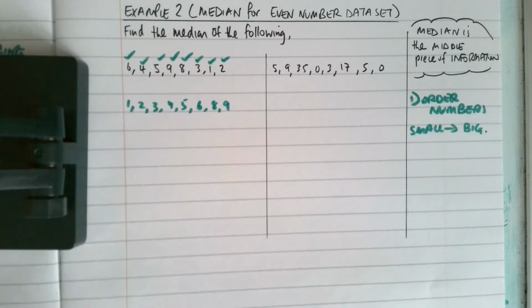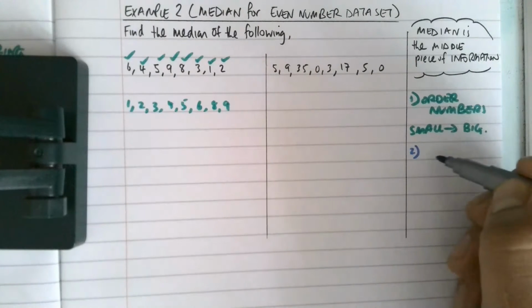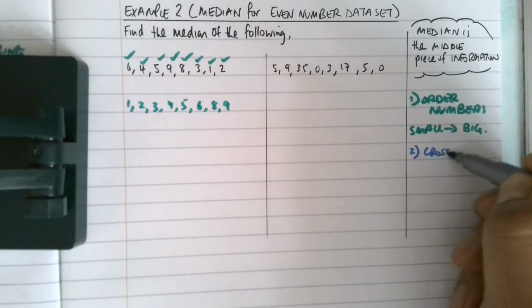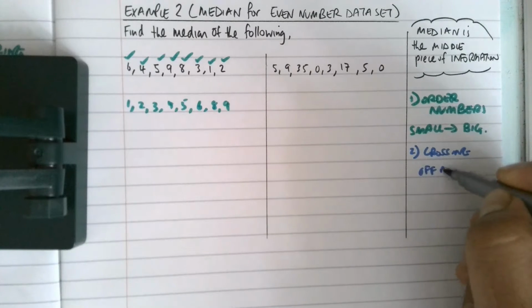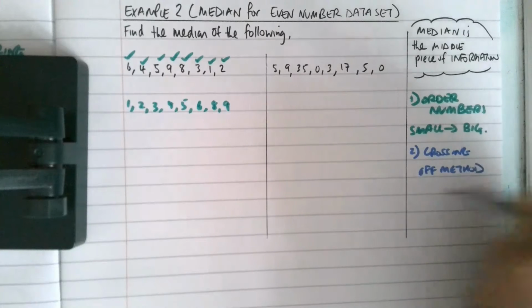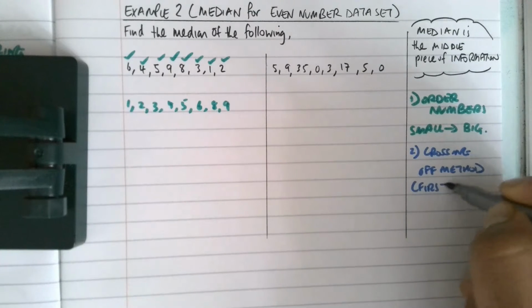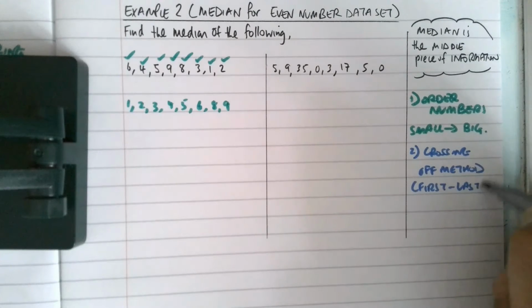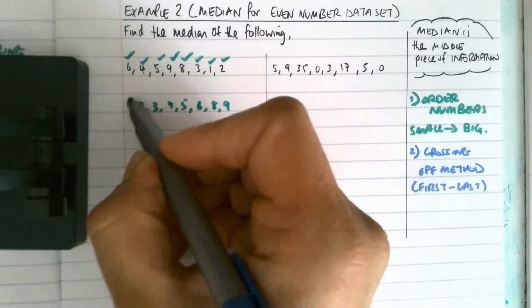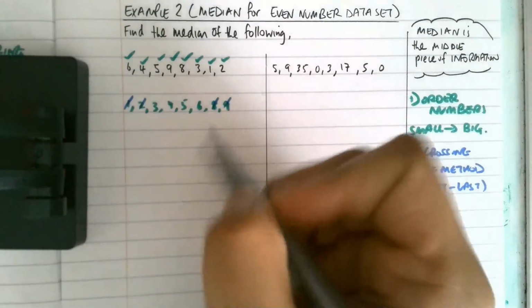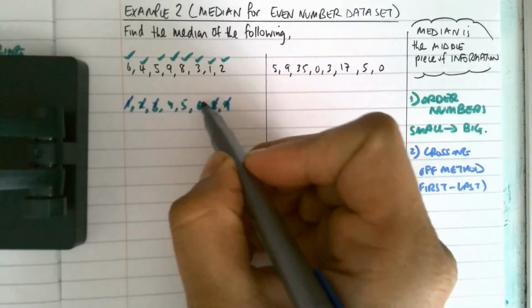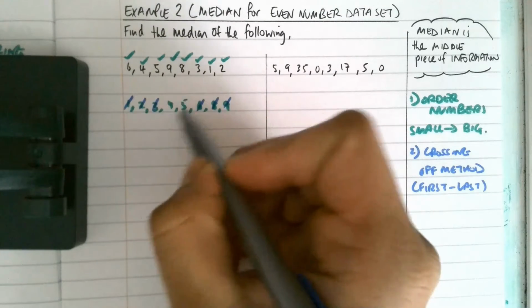Right. Now I'm going to use the crossing off method to find the middle or the median. First, last. The difference with the even number of data is that we're going to be left with two middle numbers. So first, last, again first, last. We're left with two middle ones.